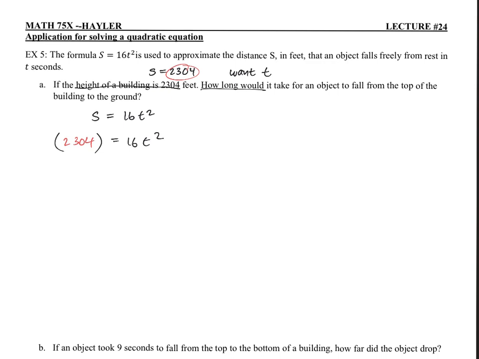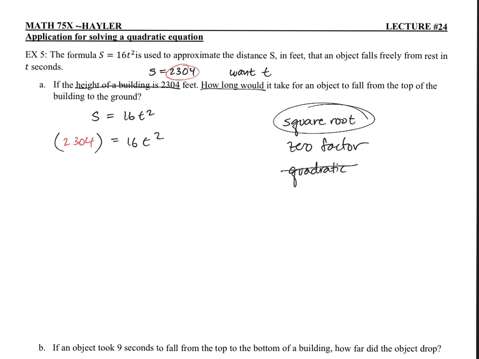I know this is a quadratic equation. How do I know that? Well, my variable is squared, and that's the highest power I see. So I have three different ways to solve: square root property, zero factor, or quadratic. I tend to only use quadratic if I really have to because it takes a long time. If I can use the square root, I'd like to because that's the quickest method.